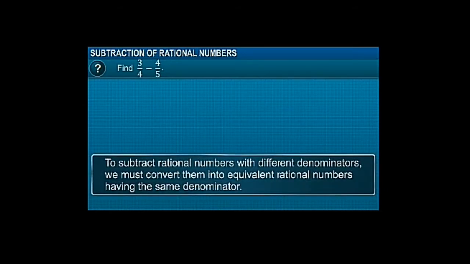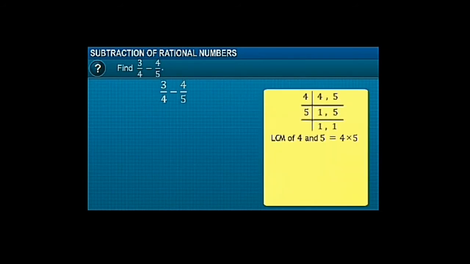To subtract rational numbers with different denominators, we must convert them into equivalent rational numbers having the same denominator. Like how we have done in addition, that is nothing but taking the LCM of the two given denominators. So for 3 by 4 minus 4 by 5, the denominators are 4 and 5. So we need to find out the LCM of 4 and 5, which is nothing but their product, that is 20.